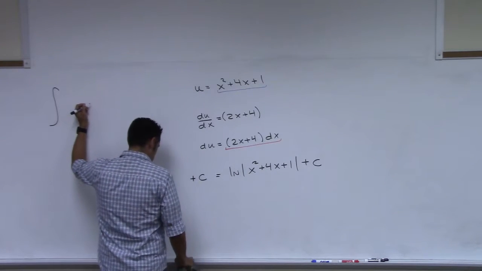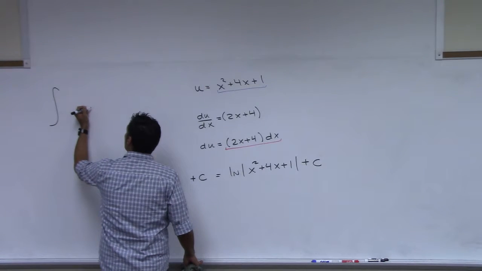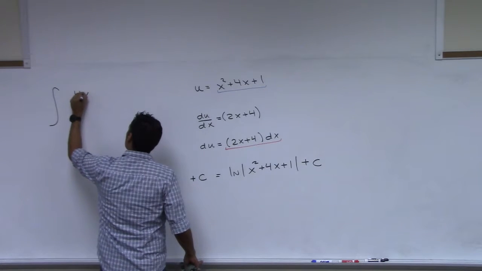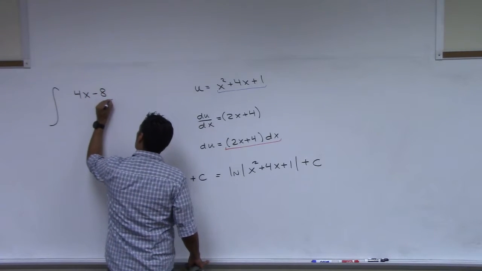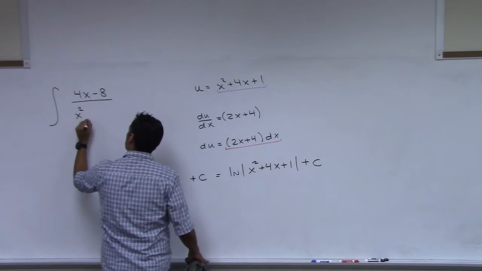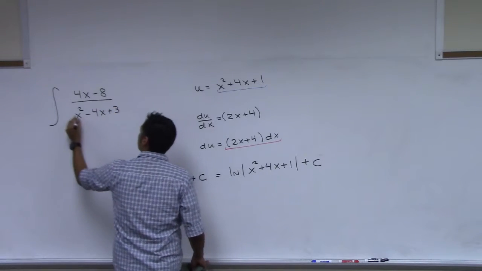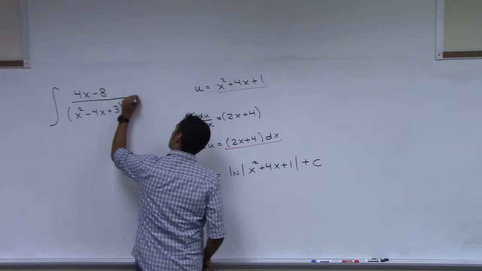How about this? How about the integral of (4x minus 8) over (x squared minus 4x plus 3) cubed dx.